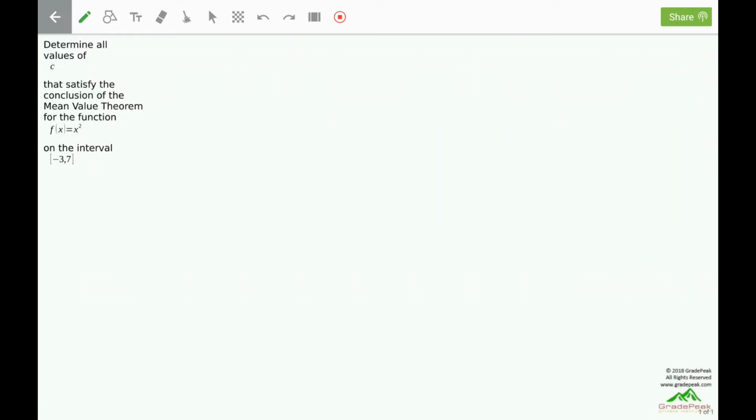Determine all values of c that satisfy the conclusion of the mean value theorem for the function f of x equals x squared on the interval -3 included to 7 included. The first thing to do is to determine whether the two conditions are met for the mean value theorem to apply.